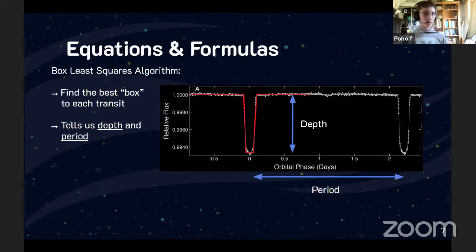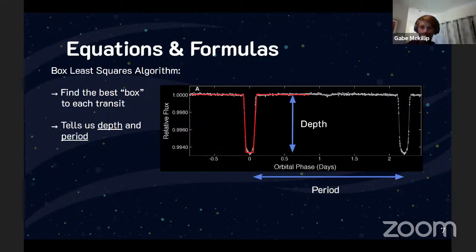Some equations and formulas we used. We used the box least squares algorithm. It finds the best box to fit each transit, and then it tells us the depth and period of it. Next slide.